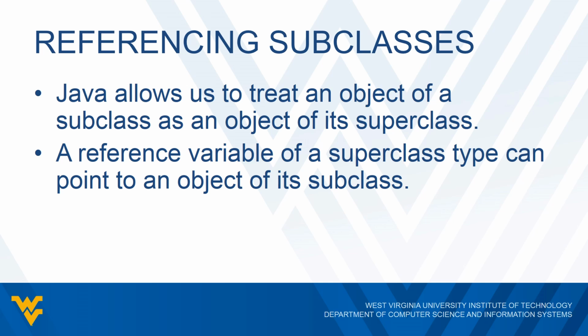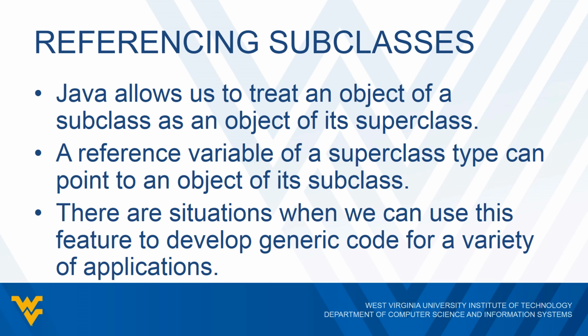And I might think, shouldn't it be the other way around? Shouldn't we have the reference variable of the subclass point to an object of the superclass? No, we actually want the other way around. So we create a reference variable of a superclass type, and it can just simply point to an object of the subclass. Why would this be useful?